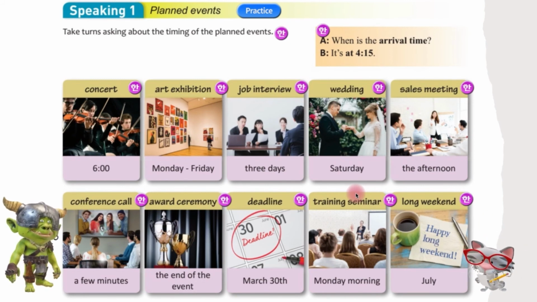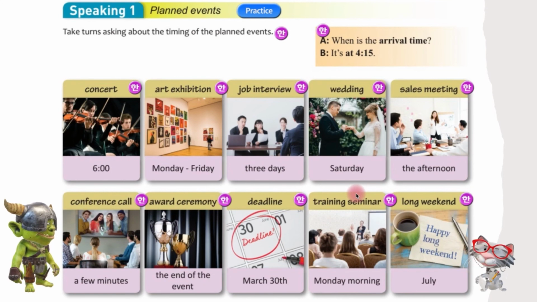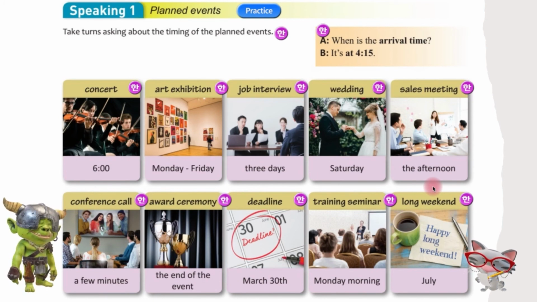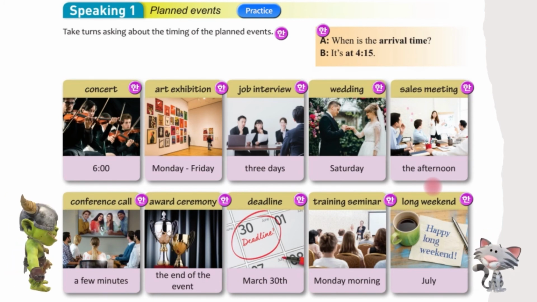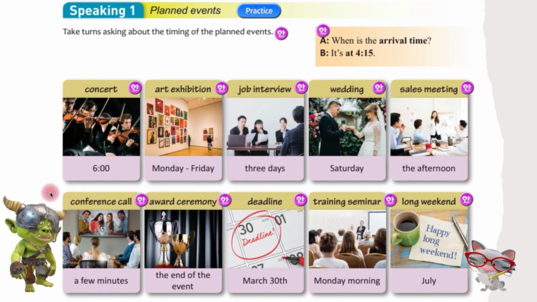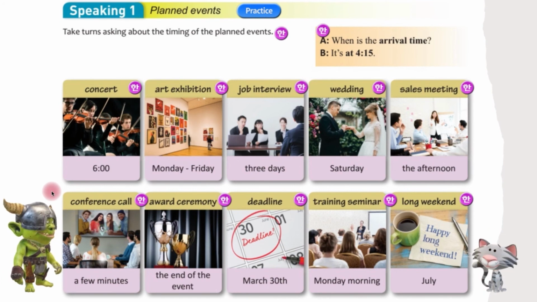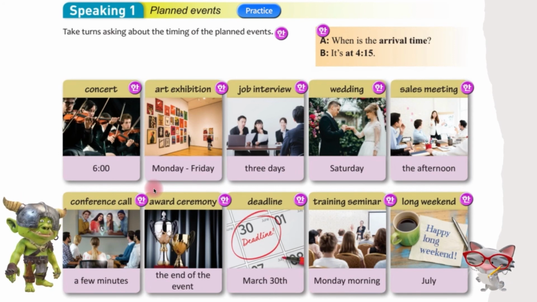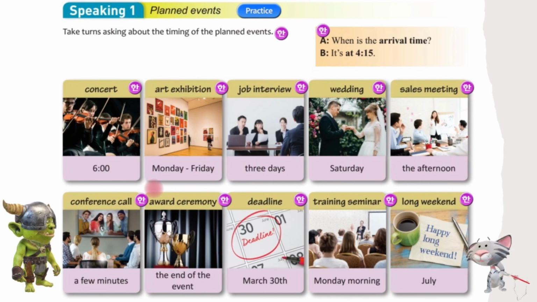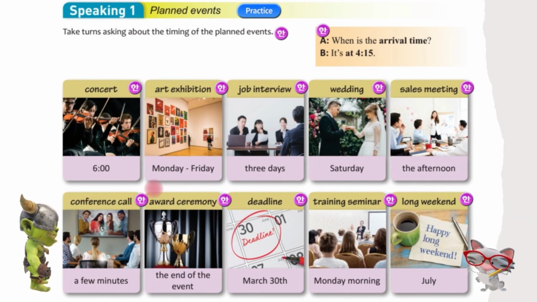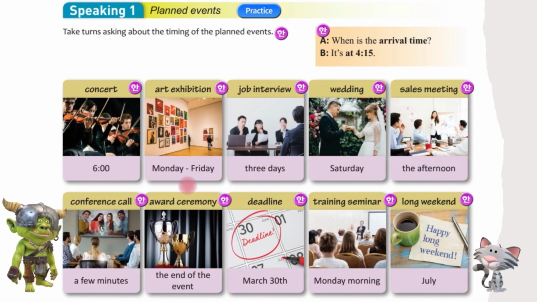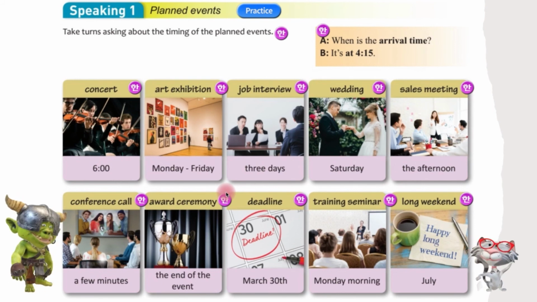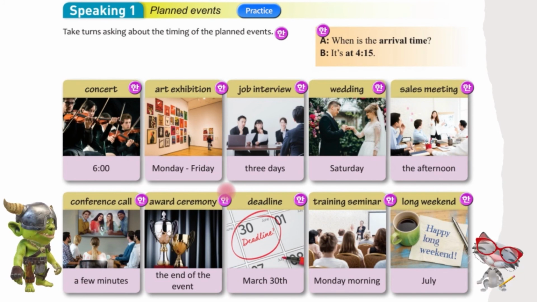So wedding. When is the wedding? It's on Saturday. Yes, very good. When is the sales meeting? The sales meeting is in the afternoon. Very good. When is the conference call? It's in a few minutes. Excellent. When is the award ceremony? It's at the end of the event. Yes, so it's a specific point of time. It's an idiomatic expression. And when is the deadline? It's on March 30th. Very good.